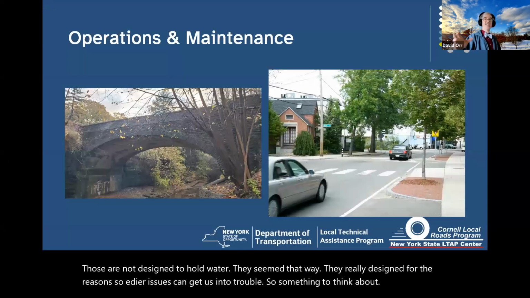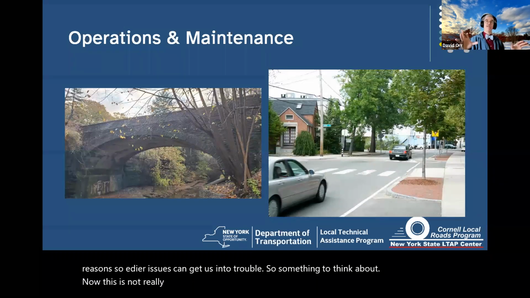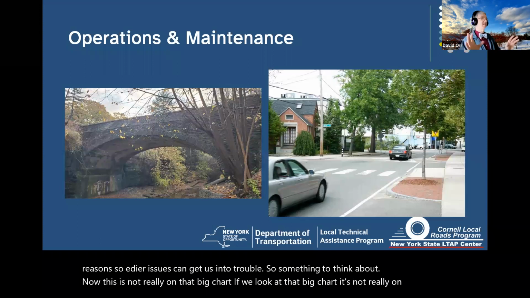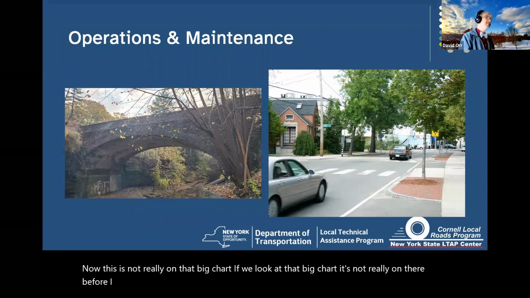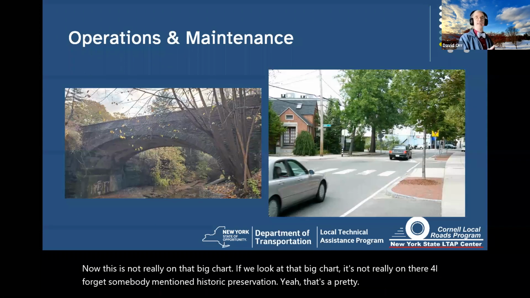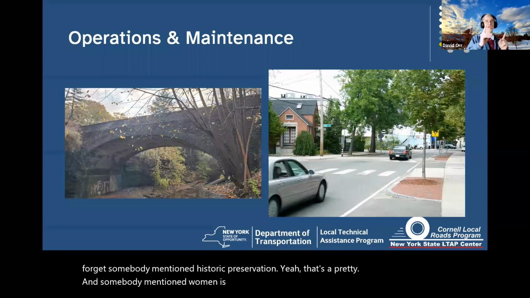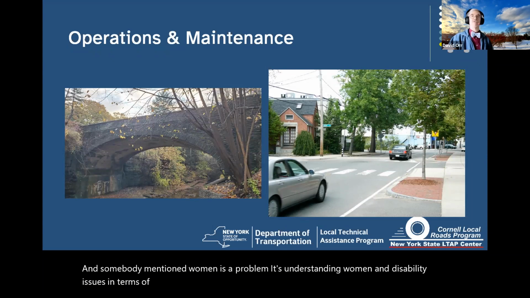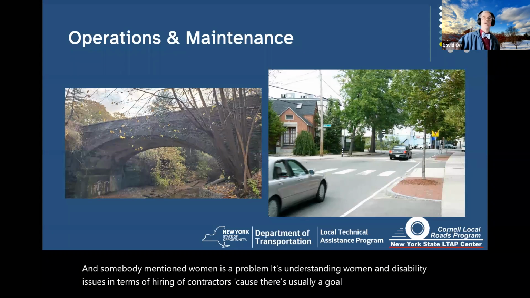Now, this is not really on that big chart. If we look at that big chart, it's not really on there. Oh, before I forget, somebody mentioned historic preservation. Yeah, that's a pretty big one. And somebody mentioned women as a problem. It's understanding women and disability issues in terms of hiring of contractors because there's usually a goal. That's what I'm suspecting that was.